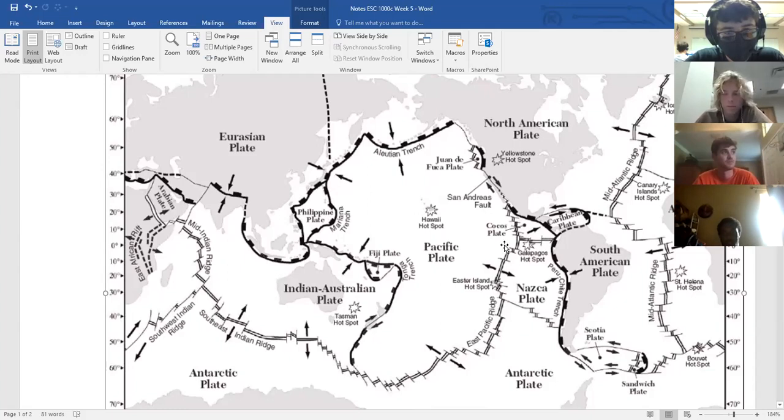So your last boundary, the transform, they're sliding by each other. You can see here, they're sliding by each other. So a map like this, we have one in our PowerPoints, shows you various hotspots, shows you the different types of plate boundaries and what's forming there.